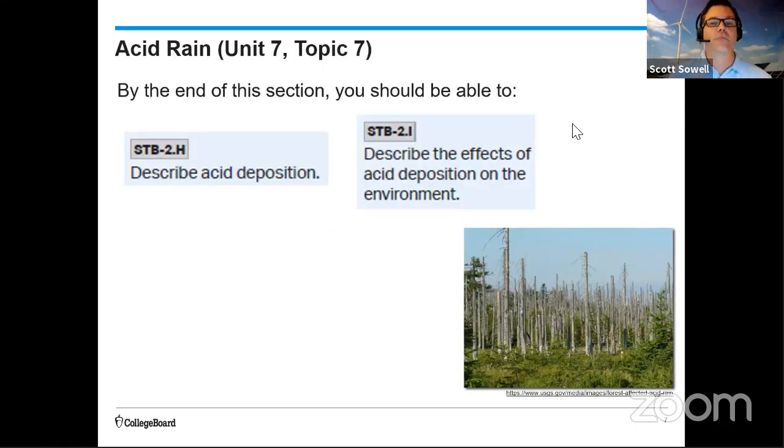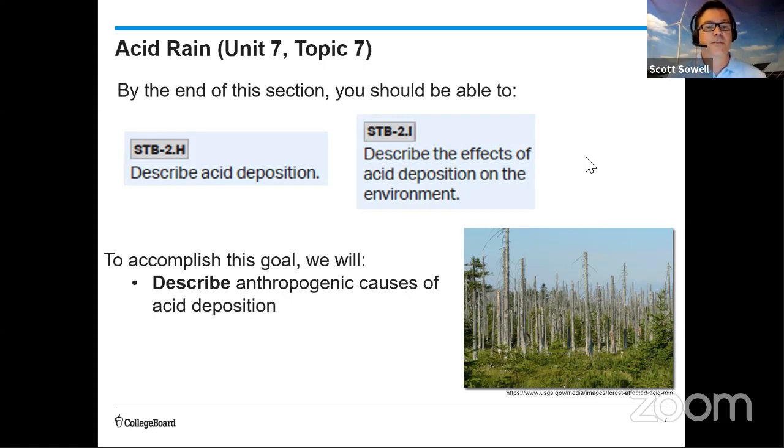7.7 is acid rain. So by the end of this section, you should be able to describe what acid rain is and the effects of the acid rain on the environment. You'll notice that it says acid deposition here. That's just a broader term that can encompass other things other than rain. So snow, sleet, dry fallout. So acid deposition is just a broader term. Acid rain is more specific.